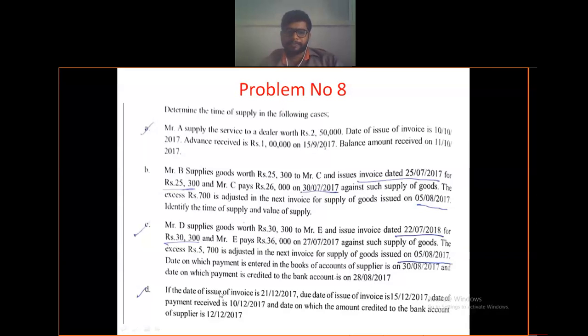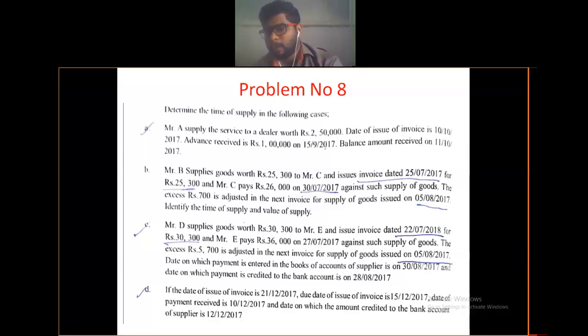The last case: if the date of issue of invoice is 21st December 2017, due date for issue of invoice. What do you mean by due date? Before that date the invoice has to be issued by the supplier to the recipient. Therefore the due date of issue of invoice is 15th December 2017, date of payment received is 10th December 2017, and date on which amount is credited to bank account is 12th December 2017. Now here it is a simple case. All the dates you have to observe, and the earlier date is considered as the time of supply.